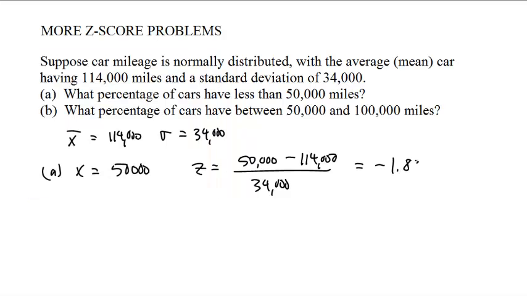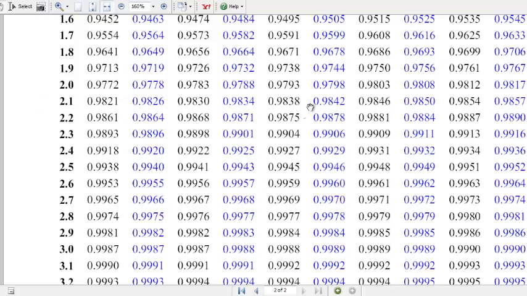Negative 1.88. Here are those invisible parentheses I was just talking about. If I just typed in 50,000 minus 114,000 divided by 34,000, the calculator was going to divide just the 114,000 by 34, and I was going to get a number very close to 50,000, and it would be way off the chart, and I wouldn't be able to find it. Negative 1.88 on the chart.